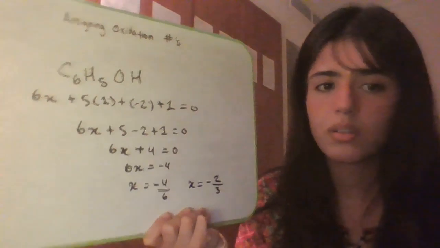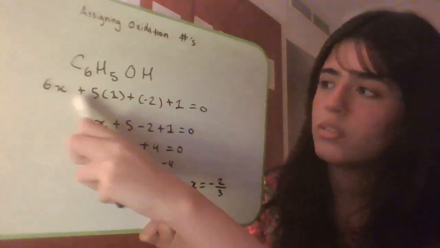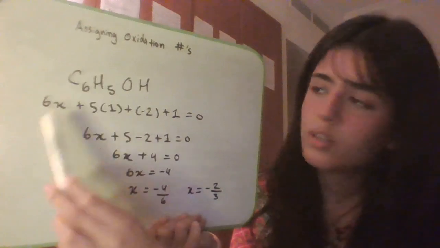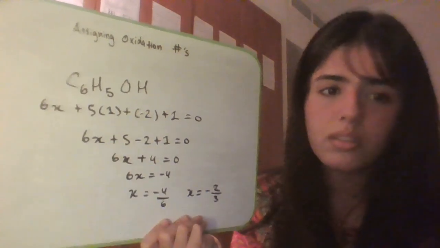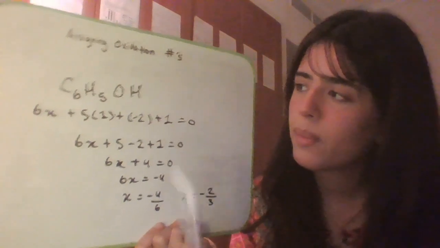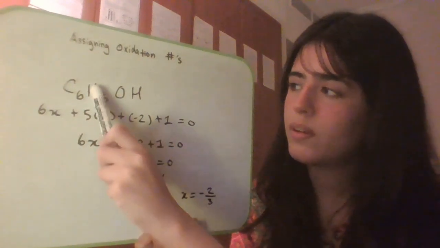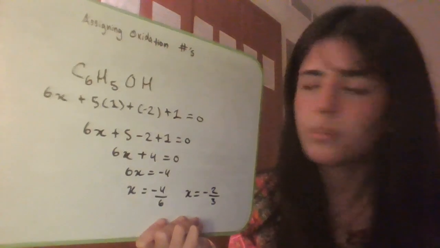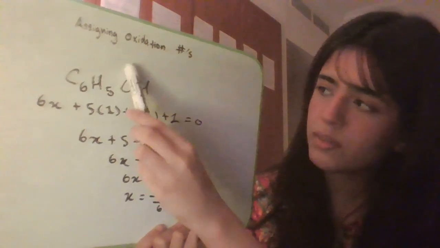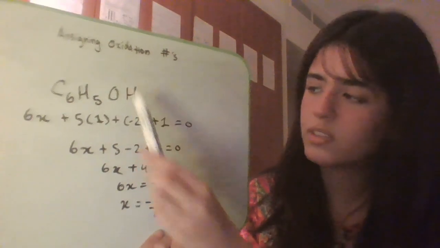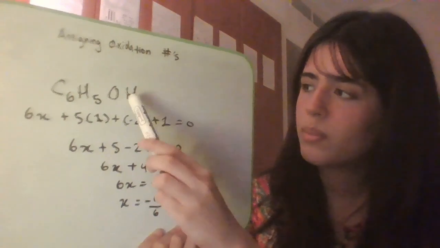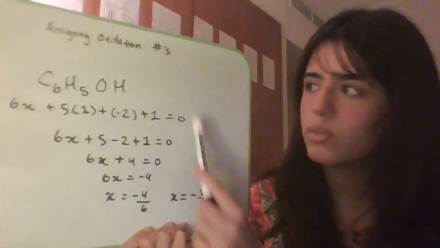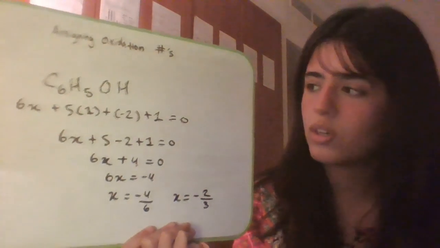Okay guys, so here is the equation, and we have 6 atoms of carbon times x, because we're finding the oxidation number of carbon, plus 5 atoms of H, times 1, because 1 is the oxidation number of H, plus -2. There's only 1 atom of oxygen, so we just add -2, plus 1, because we have 1 atom of another hydrogen, so plus 1 equals 0, because the compound has a charge of 0.